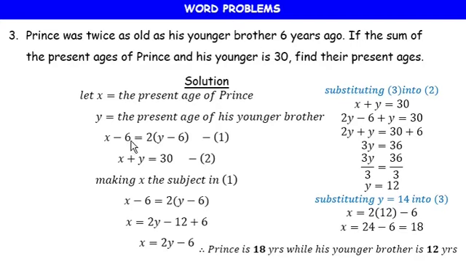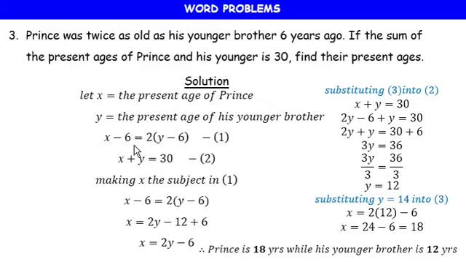So Prince's age is twice, 2 times. So what is his younger brother's age 6 years ago? It is also going to be y minus 6, because y is the present age of his younger brother. So if you want to find his age 6 years ago, it's going to be y minus 6. So x minus 6 is Prince's age 6 years ago. Y minus 6 is Prince's younger brother's age 6 years ago.